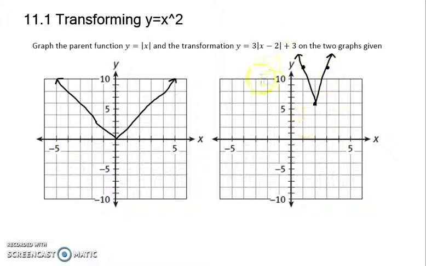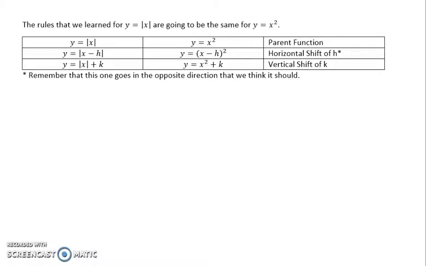So these ideas, this x minus 2 moving us to the right 2, this plus 3 moving us up 3, this 3 out front here changing our slope to 3, are going to be the same ideas that we're going to use for y equals x squared. So in this table here we see what each of these different transformations does.